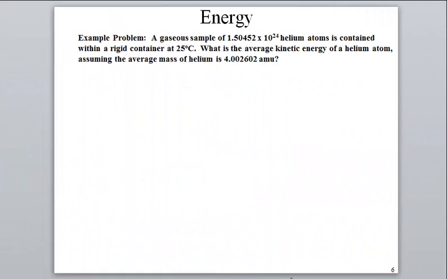Okay, so here's an embedded practice problem. Go ahead and pause the video, read the question, unpause, and we'll see if you're on the right track in your goal to solve this problem.